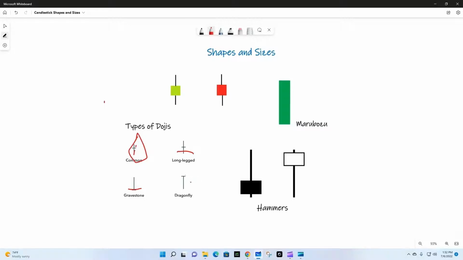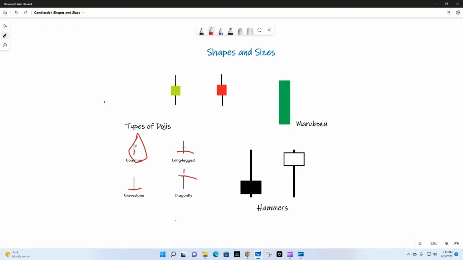Same applies to this fourth one. It has only a one-sided wick, no body, no wick above here. So they all give different meanings, different sentiments in the market, and they all have names after all. So of course, if we look at this dragonfly, it has a long wick below.